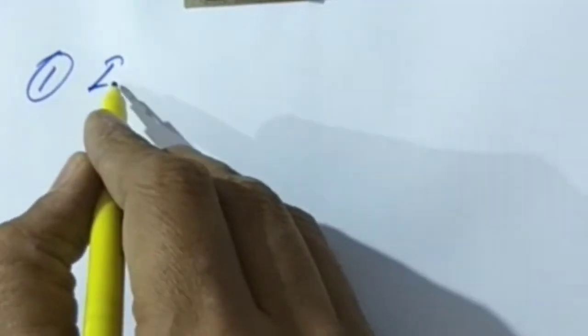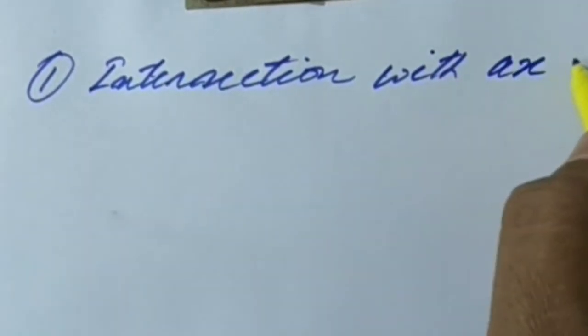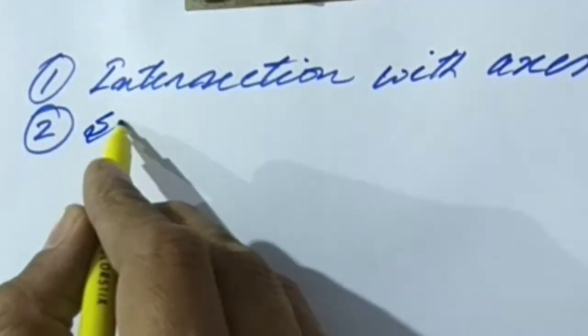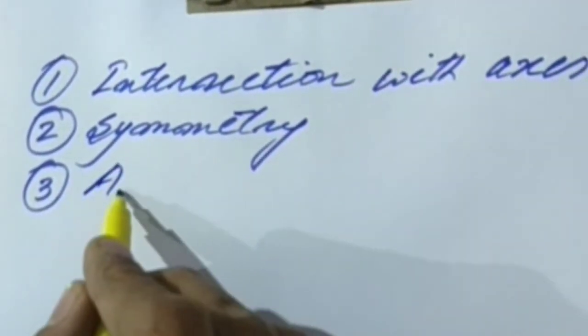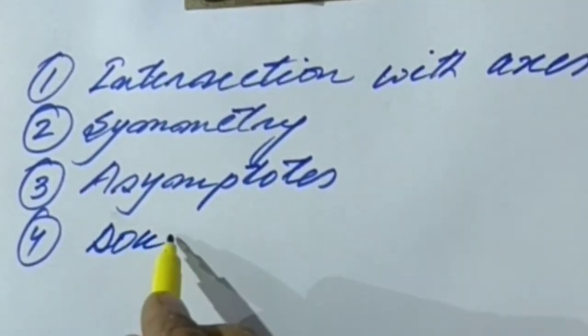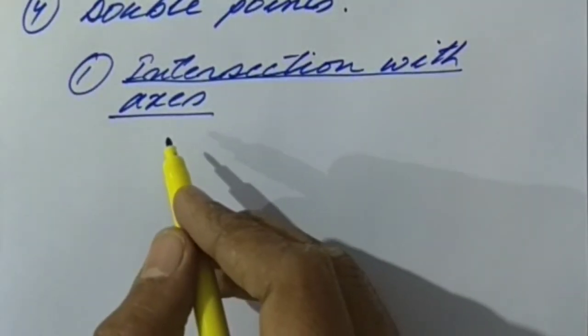The most important characteristics of a curve plotted on paper are: number 1, intersection with axis. Number 2, symmetry. Number 3, asymptotes. Number 4, double points. So we will discuss each and every one of these 4 topics in detail one by one. So number 1, intersection with the axis.